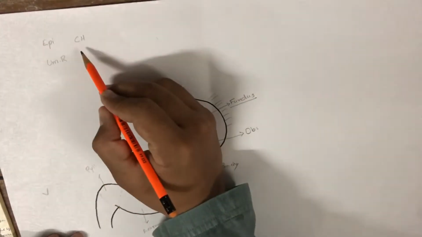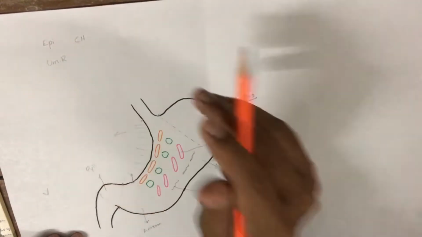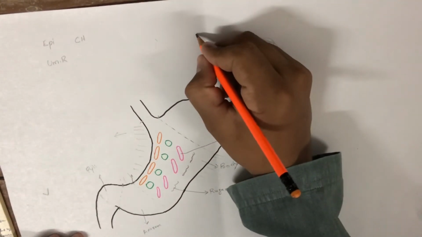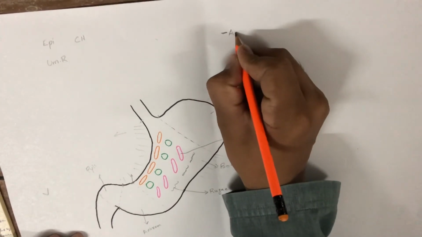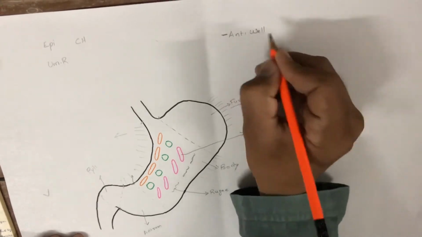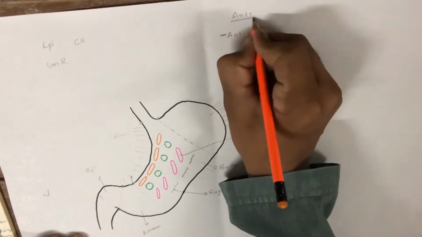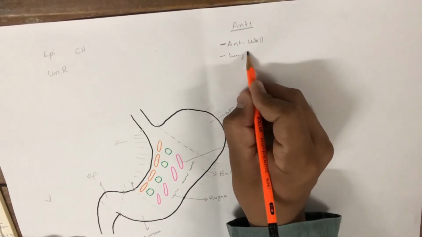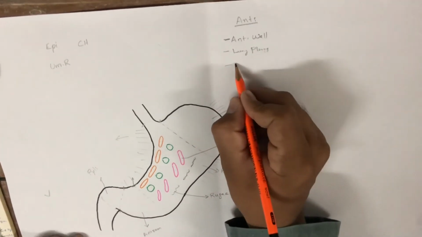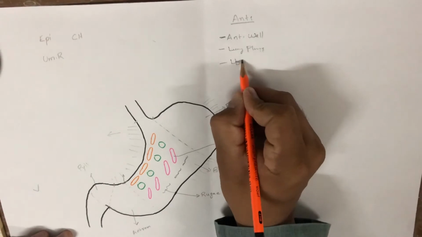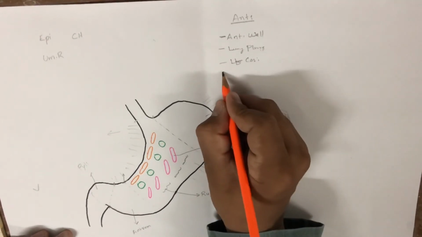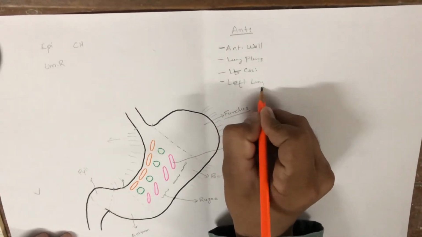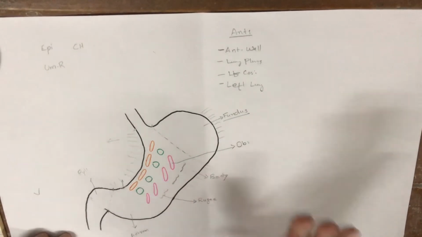Now, I have already talked about the muscles, and the stomach is present in the left side of the epigastrium region, hypochondrial region, and umbilical region. Anteriorly it is covered by the anterior thoracic wall, the left pleura, left costal cartilage, and the left lung. So this is the anterior covering of the stomach.